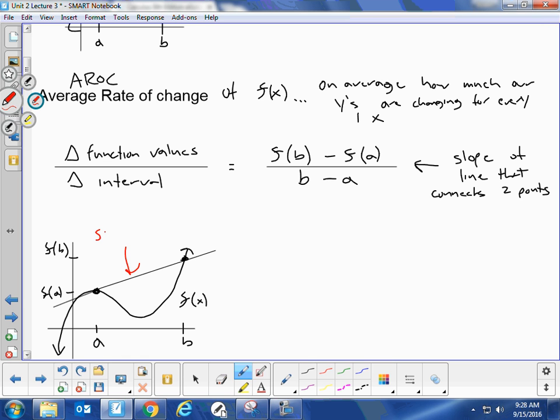This line is called a secant line. You're familiar with secant lines from geometry as a line that passes through a circle twice. We will say a secant line, in terms of just random functions, is a line that passes through two distinct points that we're looking at. Now we can see that this line may pass through the function multiple times, more than two, but we're just talking about these 2 points, and this is the line that connects it. Okay, so turns out the average rate of change of a function is the slope of the secant line.